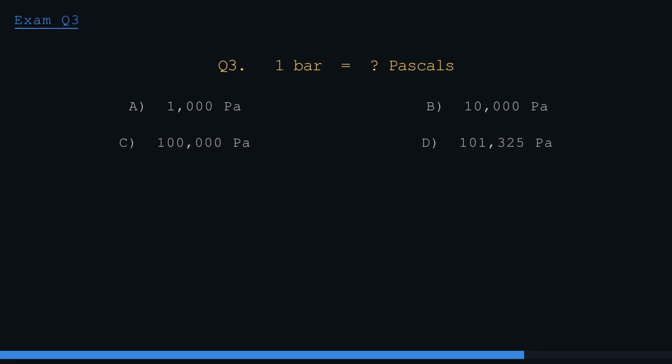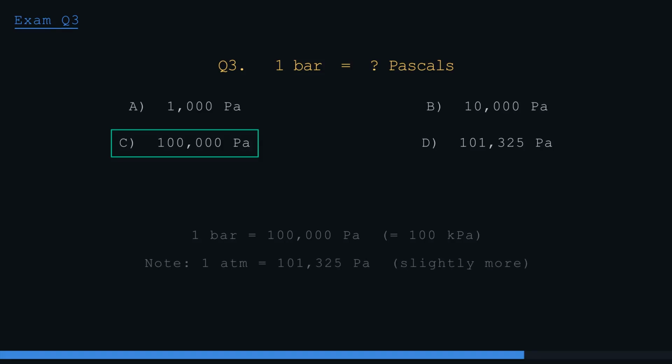Question 3. What is 1 bar in pascals? Pause and choose your answer. The answer is C, 100,000 pascals. 1 bar equals exactly 100,000 pascals, or 100 kilopascals. Note that 1 atmosphere is 101,325 pascals, which is slightly more than 1 bar.